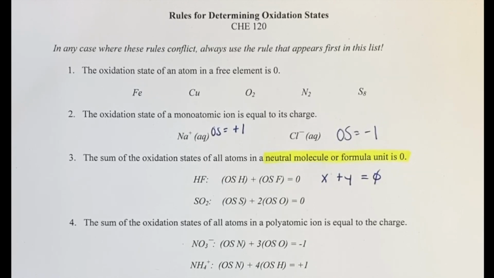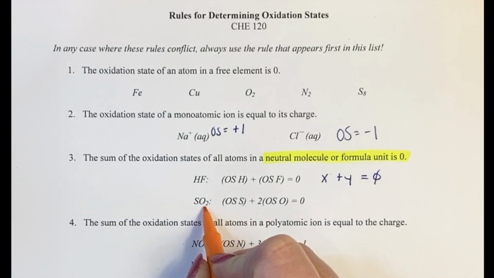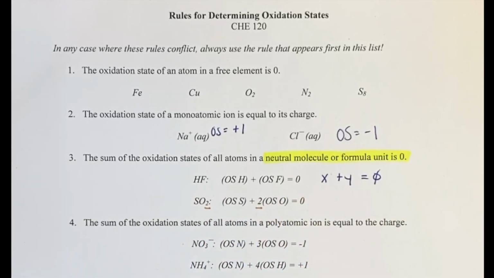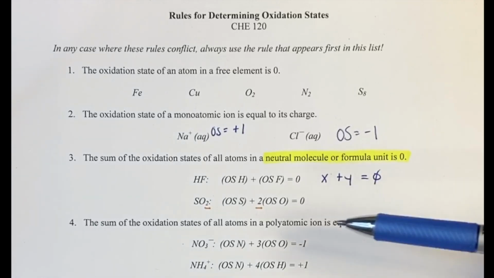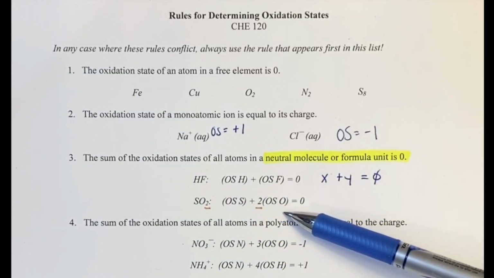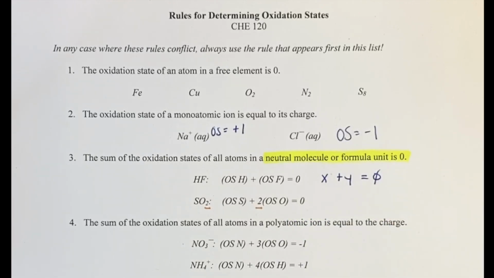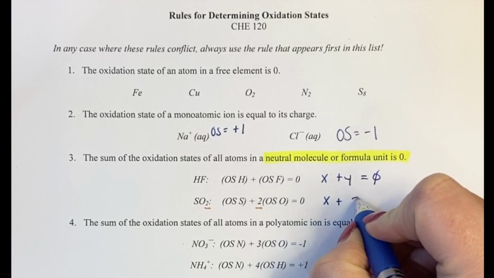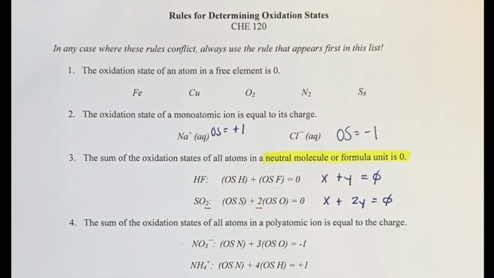Sulfur dioxide as the next example. This is a neutral molecule, so the sum of all of the oxidation states for all of the atoms must be equal to 0. Now, when we look at all of the atoms in this molecule of SO2, we notice that we have 1 sulfur and 2 oxygens. So as we write the equation for this process, we have to take into account that we have this subscript of 2 in sulfur dioxide, so we have to account for both of those oxygens. In this case, the oxidation state of the sulfur plus 2 times the oxidation state of the oxygen must be equal to 0. So we have an equation that is x plus 2y equals 0. And again, we're going to use the rest of the rules to help us learn what x or y is in this example.